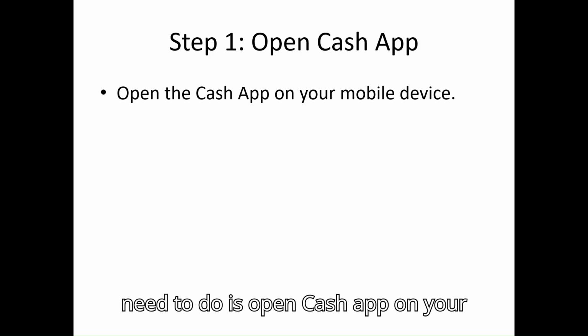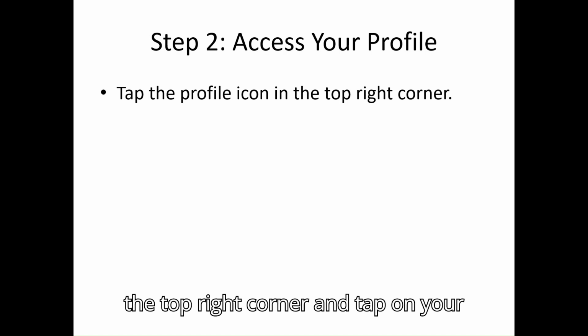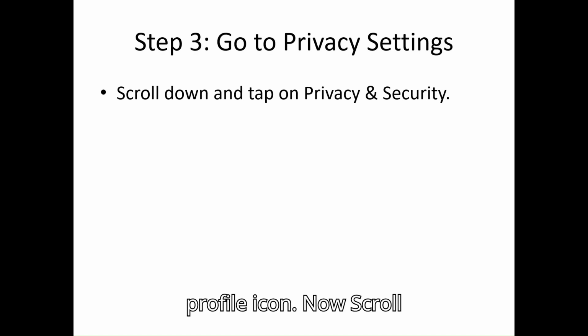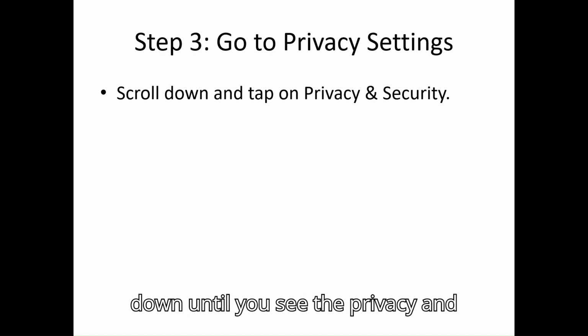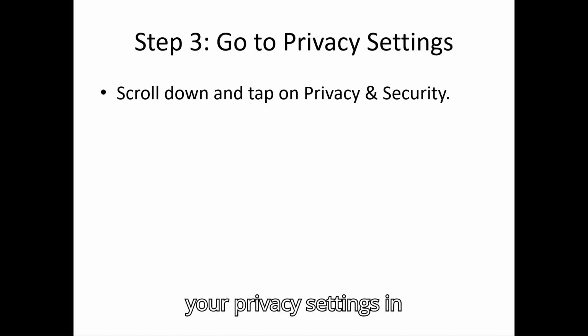The first thing you will need to do is open Cash App on your phone. Once you're in the app, look at the top right corner and tap on your profile icon. Now scroll down until you see the privacy and security option. Tap on that to access your privacy settings.